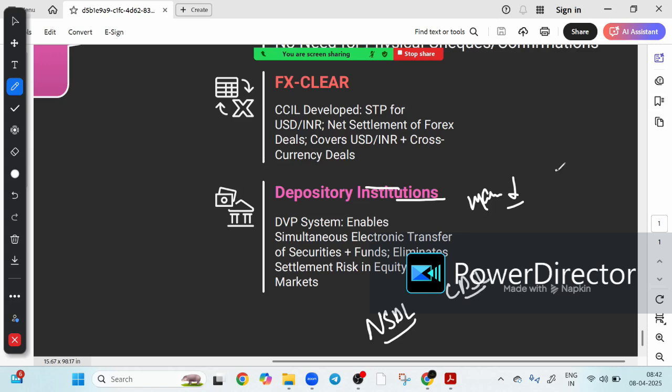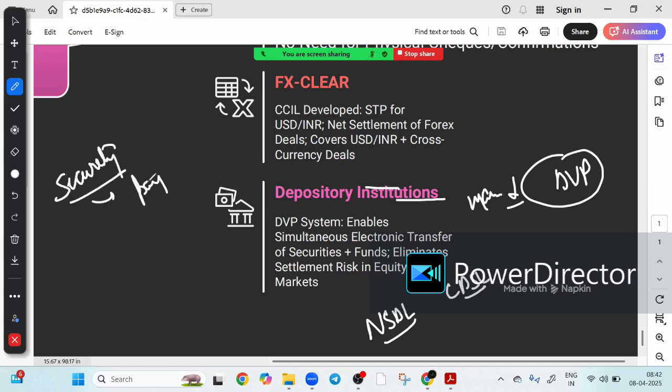They use DVP, delivery versus payment system, to ensure that securities are transferred only when payment is received, right? This applies to equity, bonds and even government securities. So there you have it, a robust, digital and highly secure ecosystem powering India's payments, from RTGS to NDS-OM and from CCIL to depositories. This is the invisible machinery that keeps our economy moving, right?